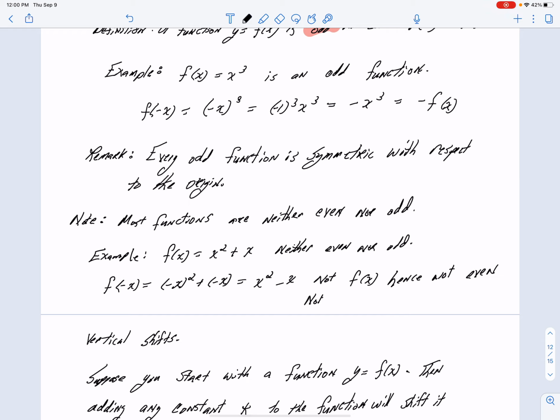And it's not minus f of x, because minus f of x would be what? Minus x squared plus x, which is minus x squared minus x. And notice that this is not this. Right? So I can say, hence, it's also not odd. So be warned that most functions are neither even nor odd. And I'll stop there.